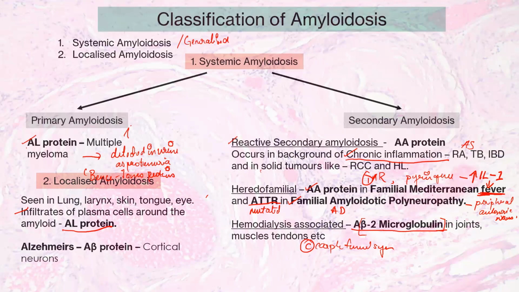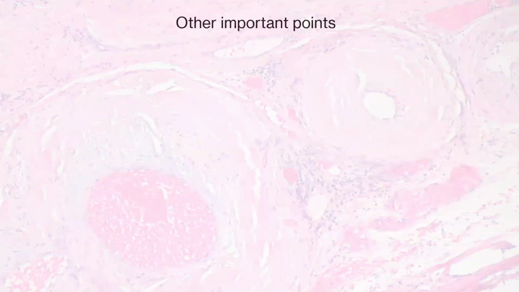Another localized amyloidosis I want you to remember would be in the CNS, that is the cerebral cortex, causing Alzheimer's disease. It's a kind of cortical dementia where there is amyloid beta protein accumulation in the cortical neurons.